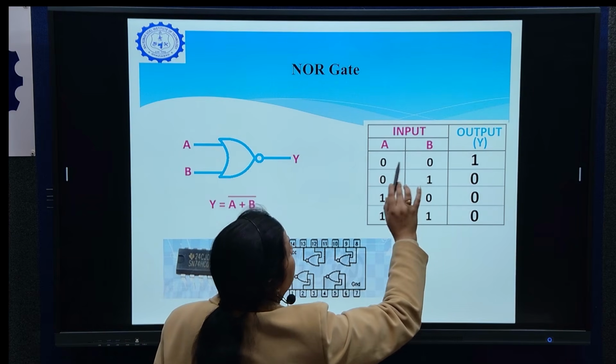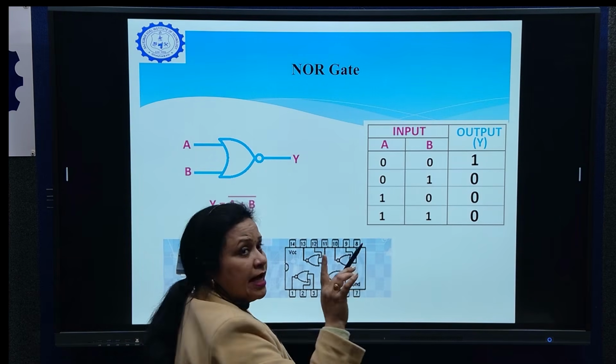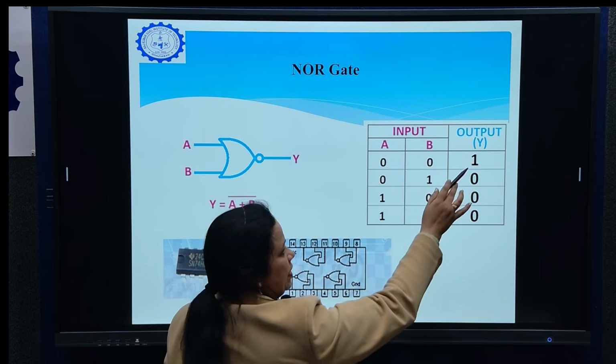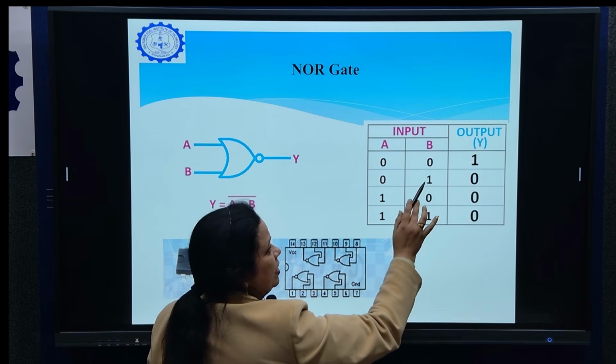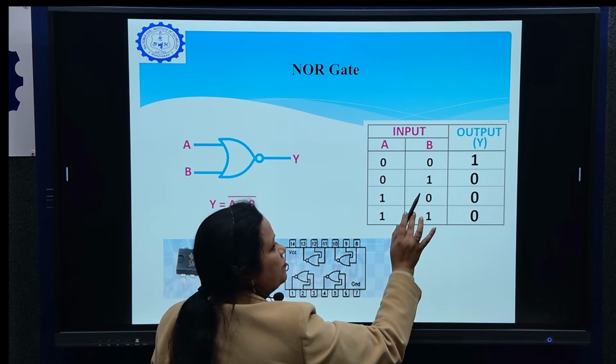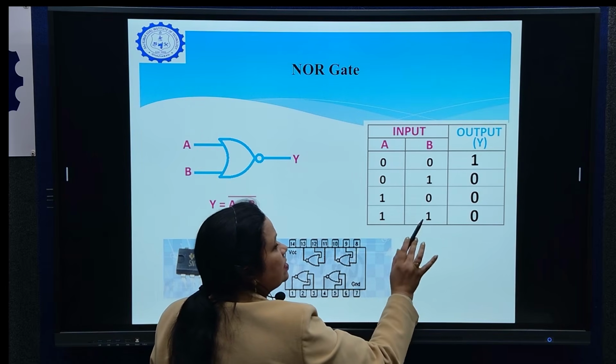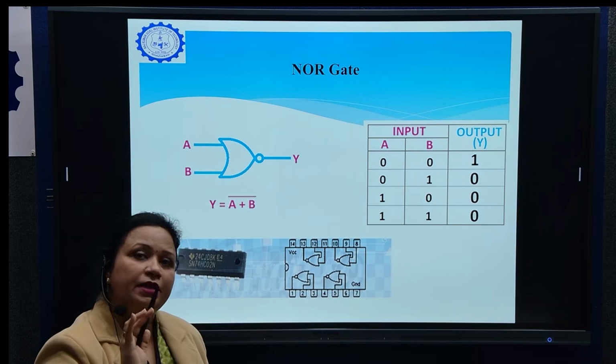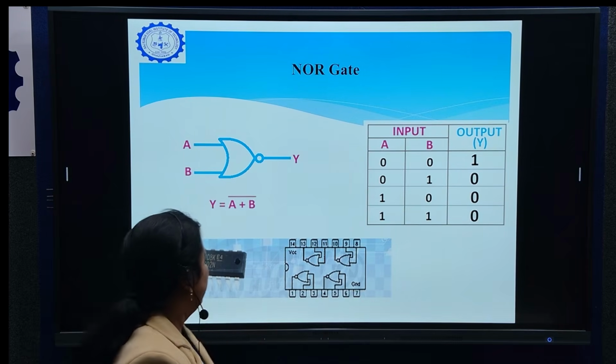Output will be: 0 plus 0 will give you 0, and then you invert it. It will give you 1. 0 plus 1 is 1, then inverted 0. 1 plus 0 is 1, then inverted 0. 1 plus 1 will give you 1, then inverted 0, right.